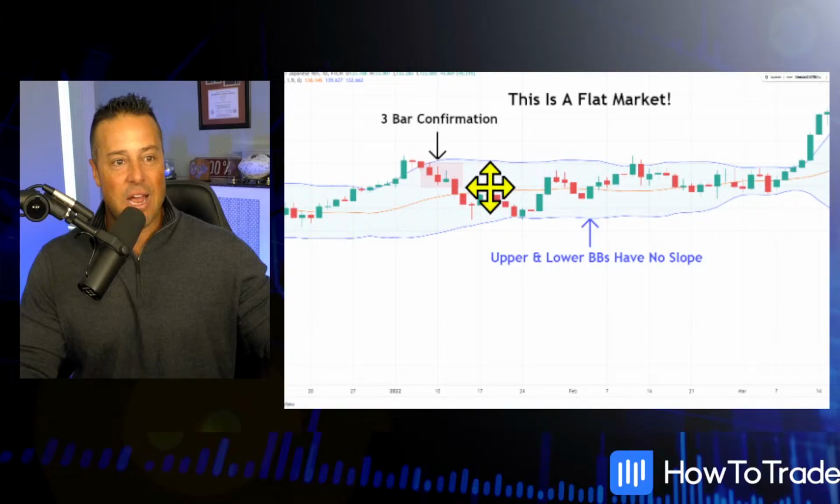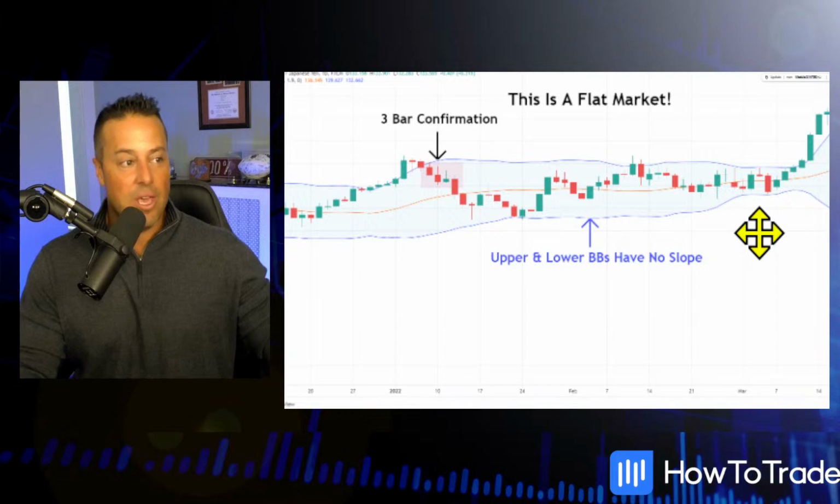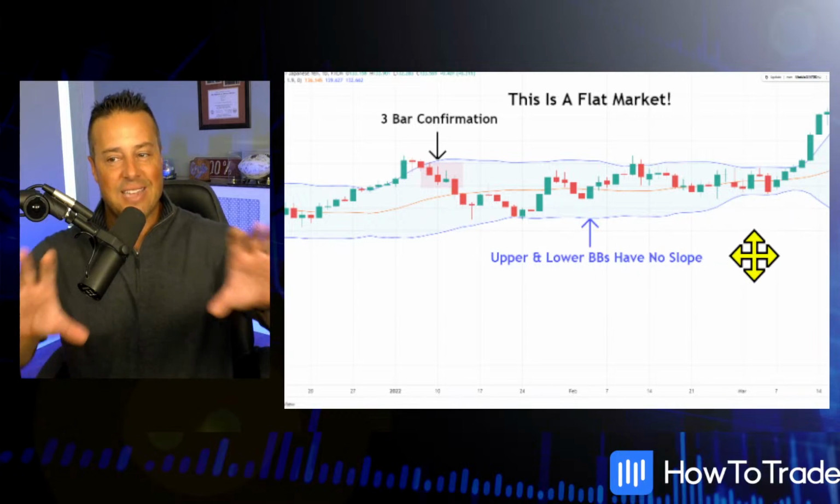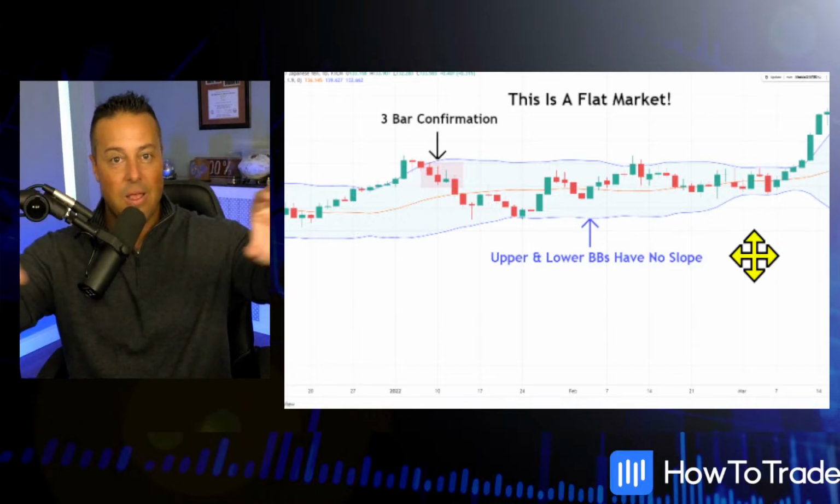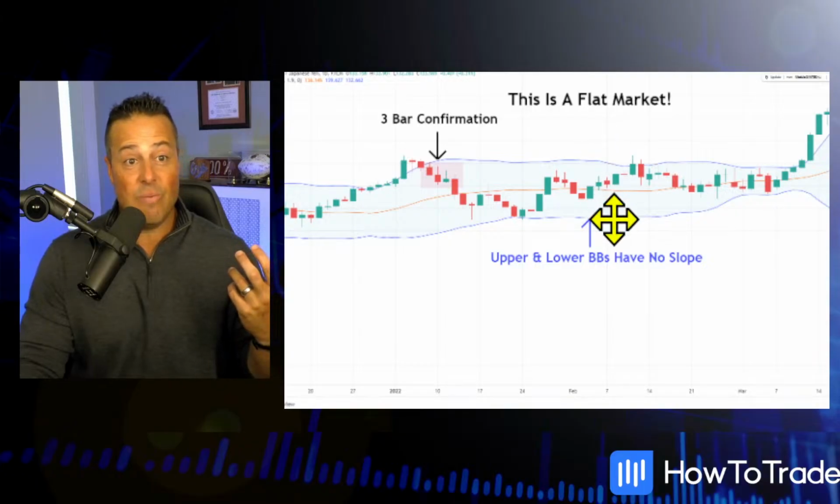So this is what it looks like. A flat market is one where the Bollinger Bands are parallel and they're tight, relatively speaking, of course. Upper and lower Bollinger Bands have no slope. That means they're parallel to one another. That's absolutely key. You're going to want to remember that. When the market flattens out, the Bollinger Bands go parallel. And when they go parallel, you've got a chance to essentially sell the upper Bollinger Band and buy the lower Bollinger Band. Let's have a look.